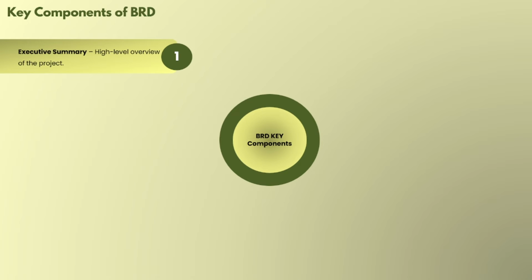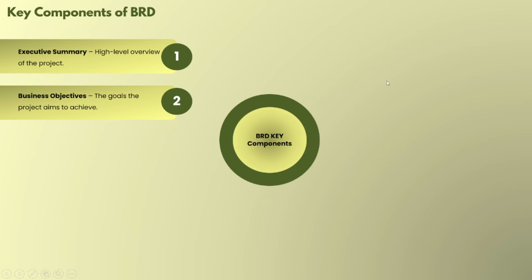Well, the very first is the executive summary. This is a high level overview, meaning what we generally include in the BRD. The executive summary is a high level overview of the project. So this is like a trailer of a project, in short. It's just enough to tell someone what the project is about, without getting into the full story. It gives a quick idea of what's coming up.